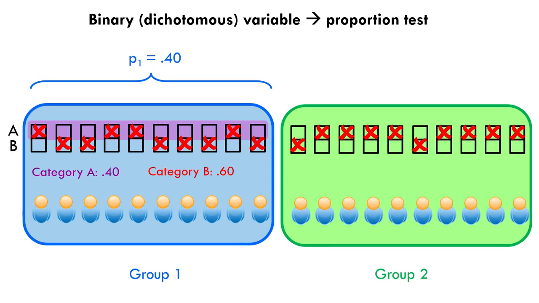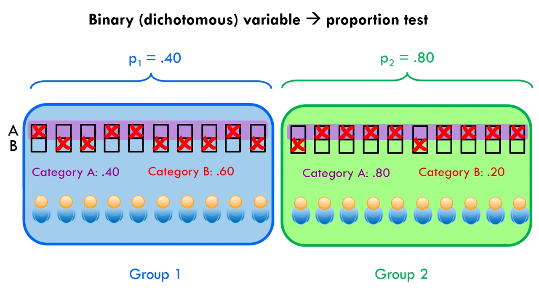In group 2, you have a similar situation. People are either falling in category A or B, or they have a value of A or B in whatever this variable is, equivalent ways of saying things. And then the A's here are 80% of the people in group 2, and the B's are 20%, so P2 is 0.8. Now, you probably realize I'm violating a condition because I don't have 10 of each in each group, but this is just for demonstration purposes.